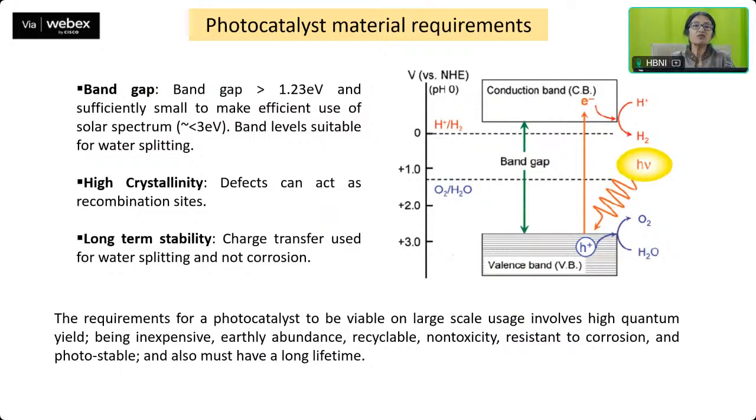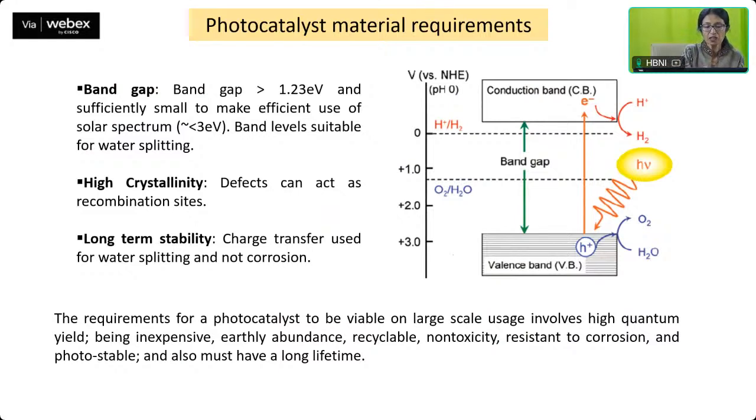So the most important thing for a photocatalyst is the band gap. You need a material band gap which should be higher than 1.23 electron volts, but less than 3 electron volts, because what you need is visible light, because solar light is mostly visible light. The ultraviolet part is very small. If you take a high band gap material, then you can use only the ultraviolet light, and that is only 4% of the solar spectrum. So definitely the efficiency is going to decrease.